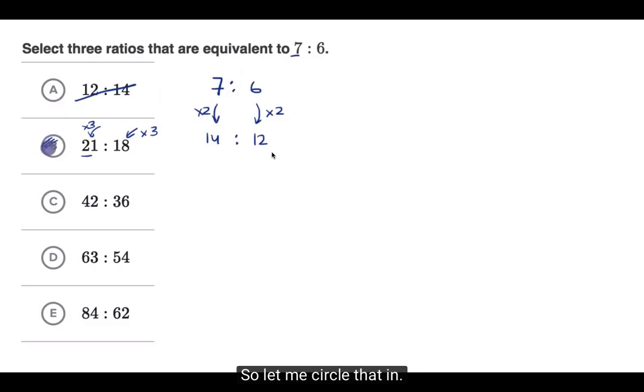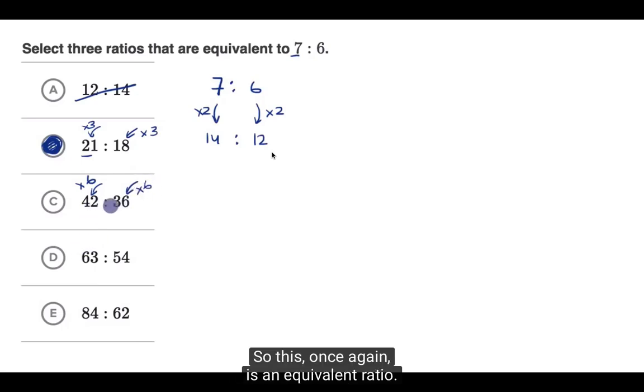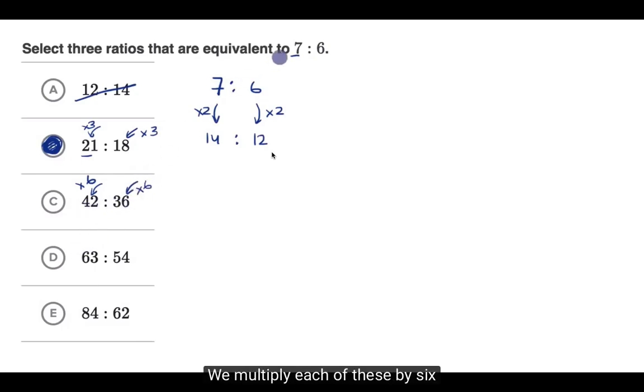So let me circle that in. That one is for sure equivalent. What about 42 to 36? Well, to go from 7 to 42, we're going to have to multiply by 6. And to go from 6 to 36, we also multiply by 6. So this, once again, is an equivalent ratio. We multiply each of these by 6, and we keep the same order. So that is equivalent right over there.